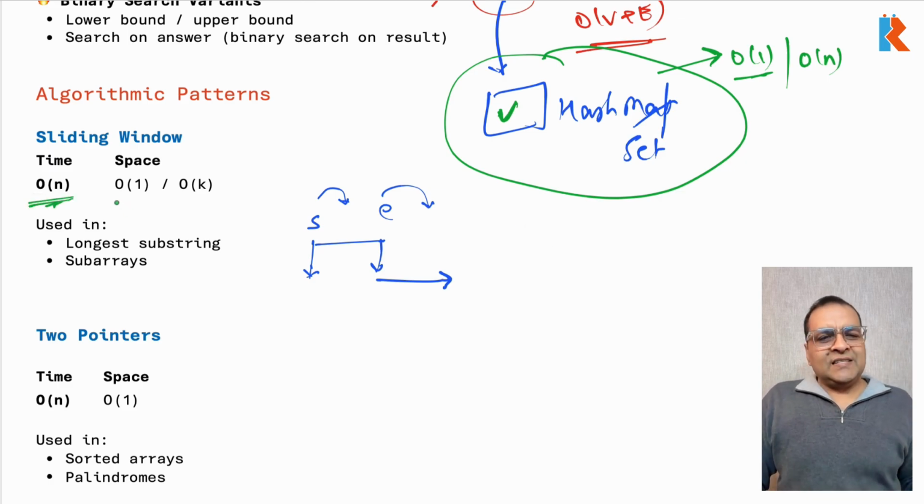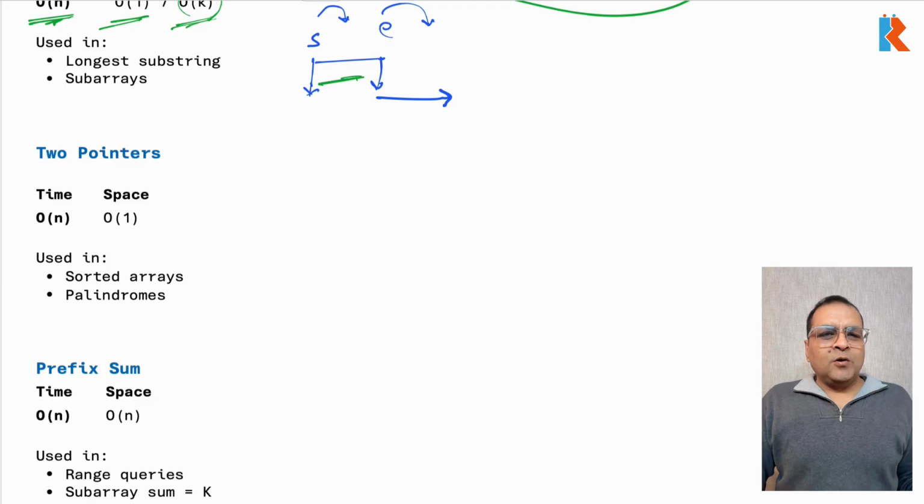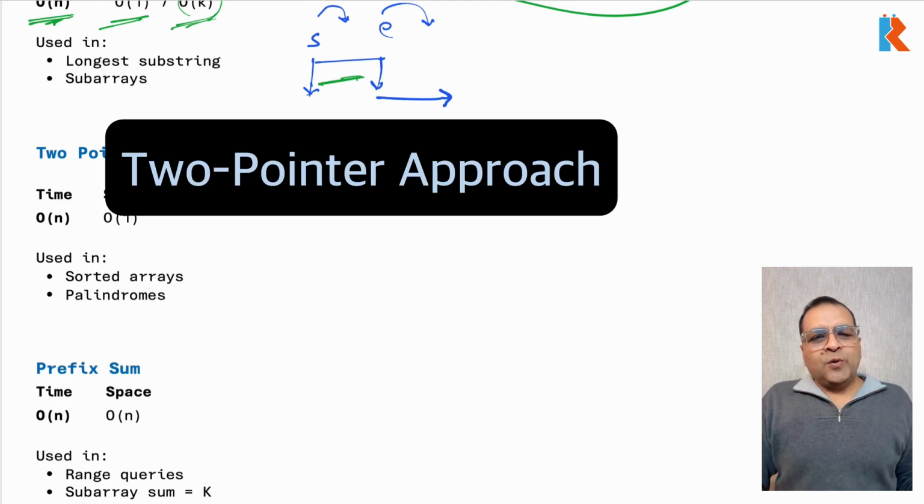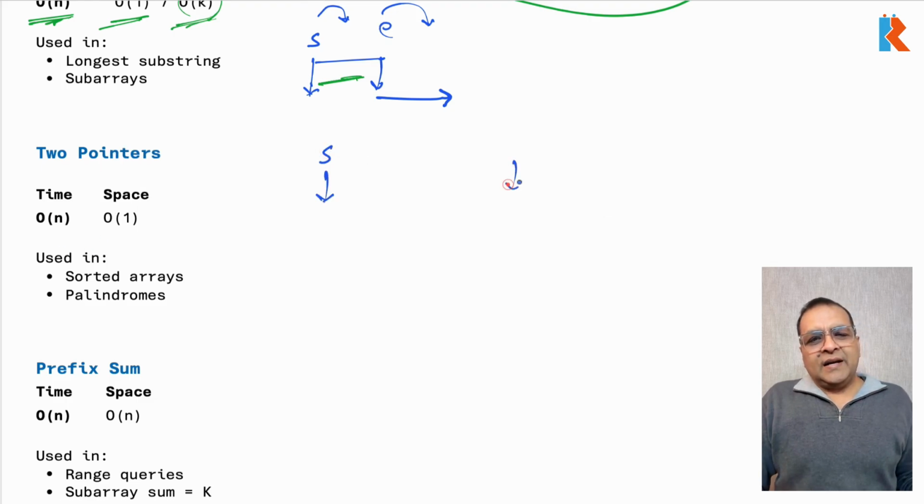In most of the cases, the extra space is also constant, but sometimes we end up taking extra space which is equal to the width of the window. So here k is the width of the window, the distance between start and end. Sliding window is also a two-pointer approach, but you can also say that two-pointer approach is when you have start and end. Start is moving forward and end is moving backward. So this is an approach that we used in the partition logic of quicksort. This approach also takes order of n time and constant extra space.